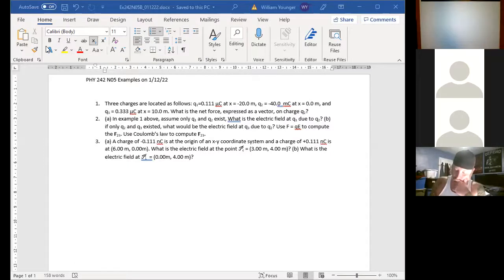So our example 3 here is a charge of negative 0.111 nanocoulombs at the origin of an XY coordinate system. So I'm going to draw an XY coordinate system. I'm not going to show you that yet because we're still reading the question. I'm going to put the x-axis to my right, and I'm going to put the y-axis up. Okay, and I have a charge Q at the origin that is Q equals negative 0.111 times 10 to the negative 9th coulombs, because that's what a nanocoulomb is. And then I'm going to go over 6 meters.